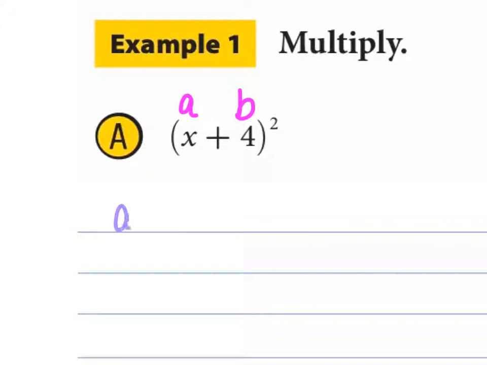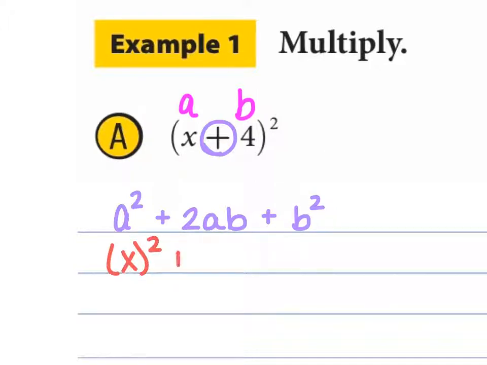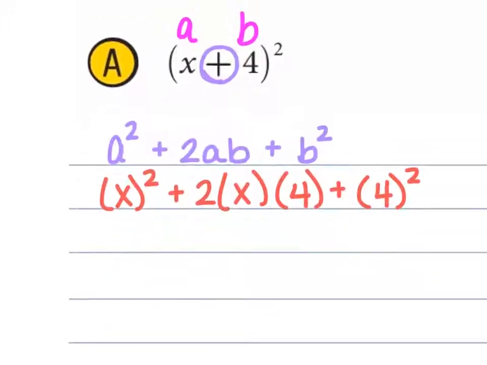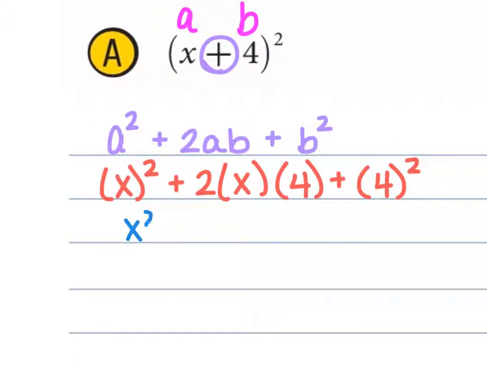So if we're using a squared plus, because there's a plus sign in between these, 2 times a times b plus b squared, this is going to give us x squared plus 2 times a, which is x, times b, which is 4, plus 4 squared. So this is x squared plus 8x plus 16.